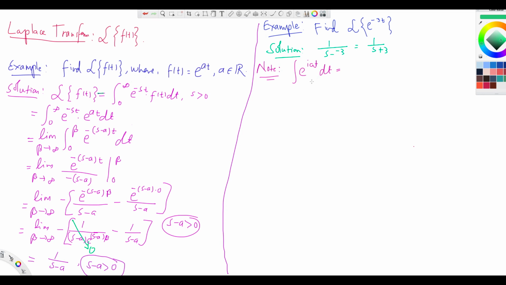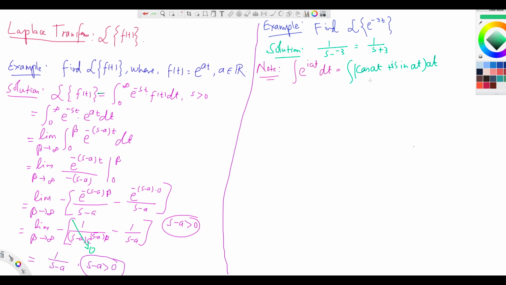Before I go to the next example, let me ask you this. How do you find the integral of e to the iat? If it was just e to the at, without the i, then we can just use the formula e to the at over a. But if there is iat, how do you find the integral? What we do is use Euler's formula. What is Euler's formula? e to the iat can be written as cosine at plus i sine at, and then dt, that's what you get, right?